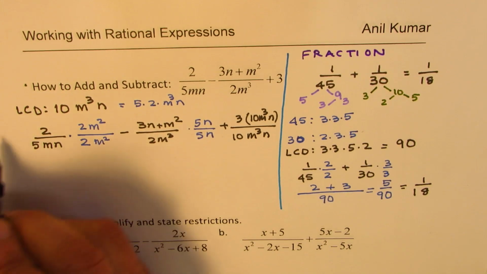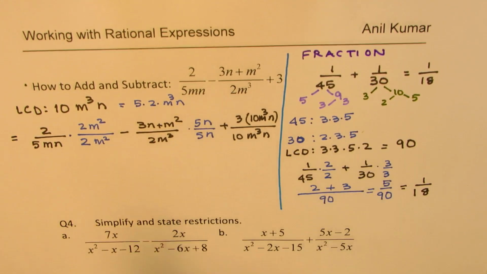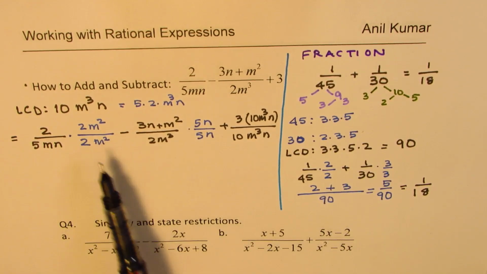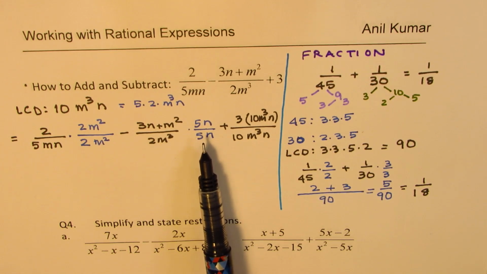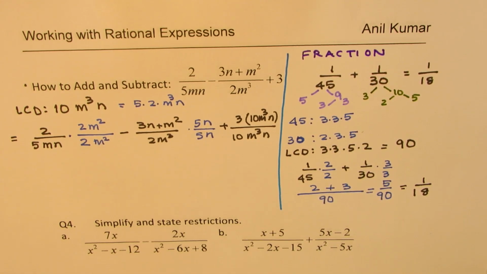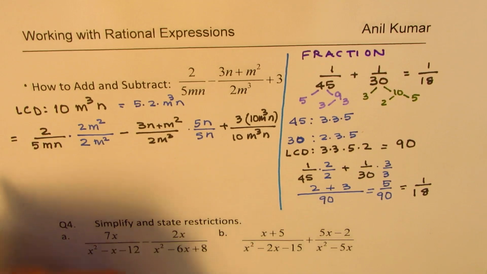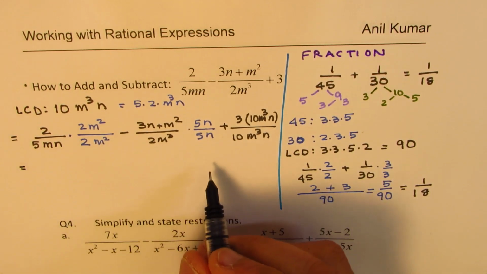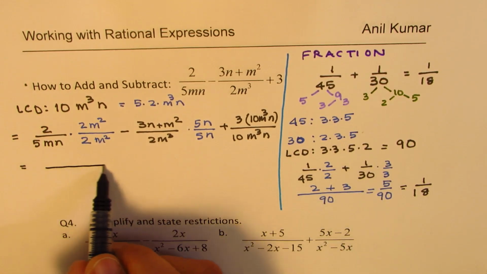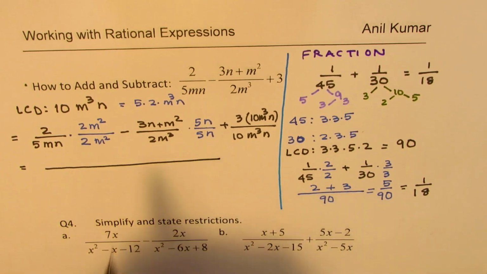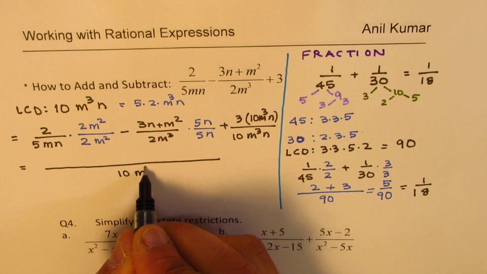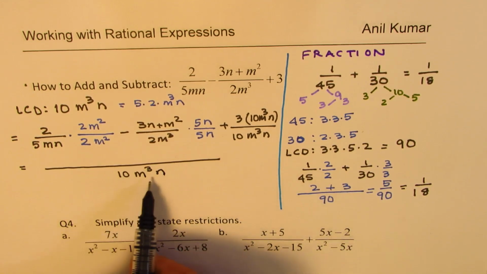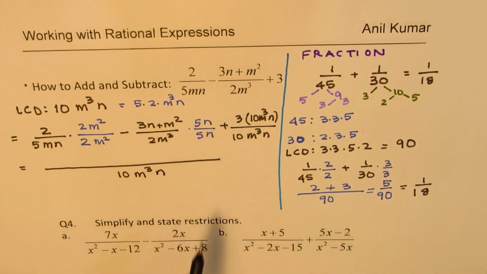Correct? So still our rational expression is exactly the same as it was, because in each expression we only multiplied by 1. Perfect? So this is a very important step. Now, since we have a common denominator, which we could write like this. This is the common denominator, right? This 10 m cube n becomes the common denominator for all the 3 terms.